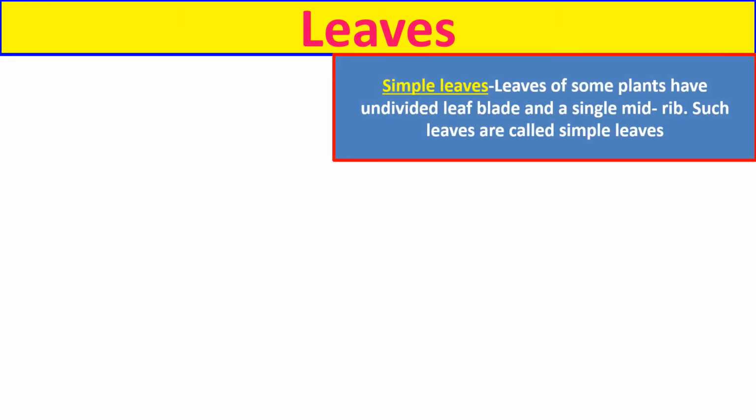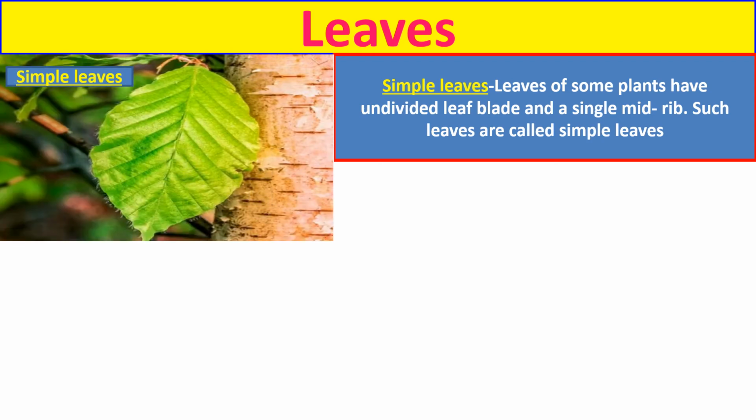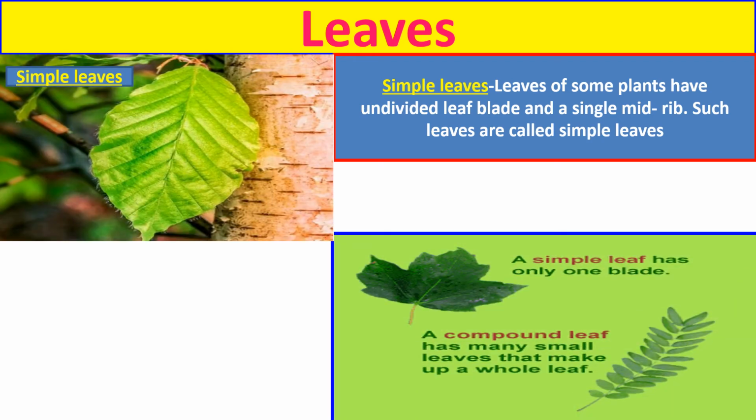Let's know about the leaves: simple leaves and compound leaves. Leaves of some plants have an undivided leaf blade and a single midrib, as you see in the picture. Such leaves are called simple leaves. This leaf is joined to the stem through petiole, and there is no subdivision.